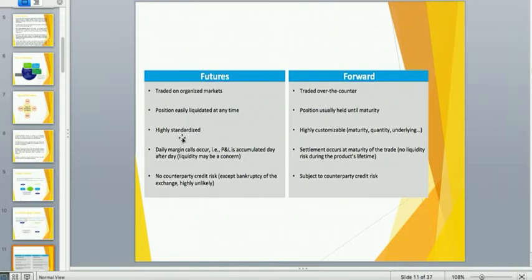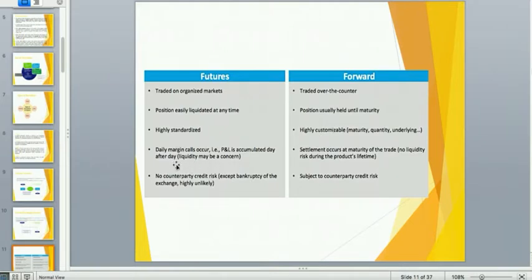Futures are highly standardized, forwards are customizable. It's up to you. You can make it up to any maturity, any quantity, any underlying. A very peculiar point about futures is that when you trade in the derivatives market, you trade in lots. So the lots are specified already. You cannot change them. You cannot say, no, I don't want these many shares. The lots are already prescribed. So in that sense, they are saying that it's standardized, whereas a forward is not standardized, it is customizable.